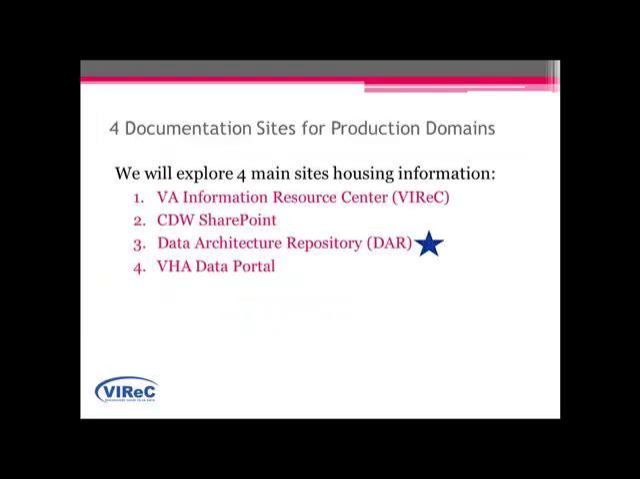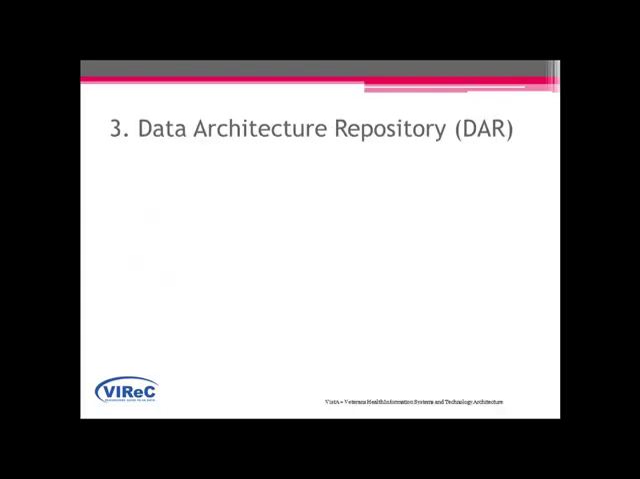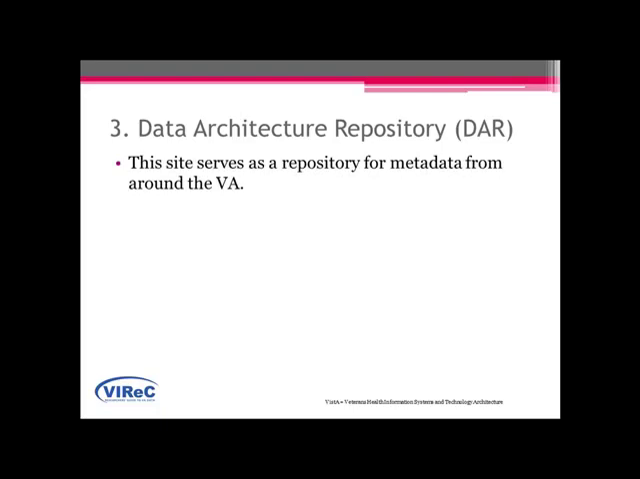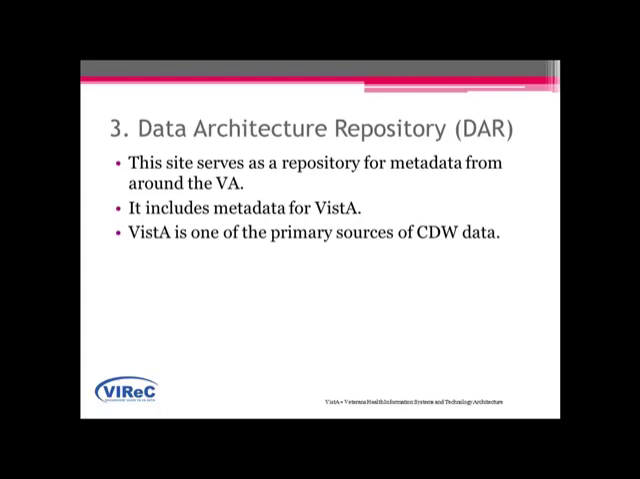Let's go to the third source of documentation for production domains. The Data Architecture Repository, or the DAR as I call it, serves as a repository for metadata, which is just the documentation of data from around the VA. This includes metadata for VISTA, which of course, as you know, is one of the primary sources of data found in the corporate data warehouse.